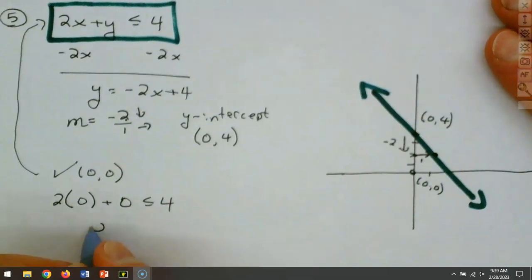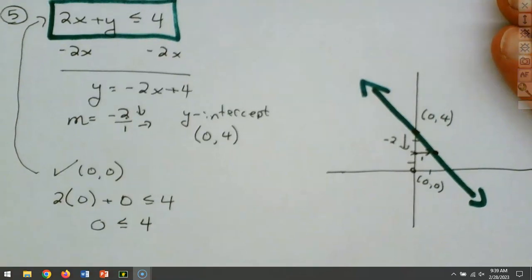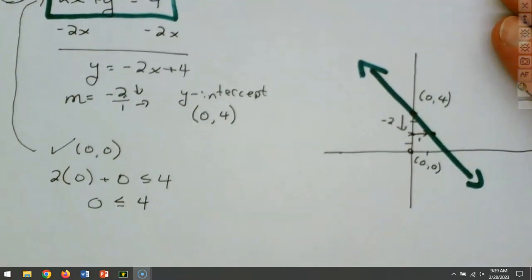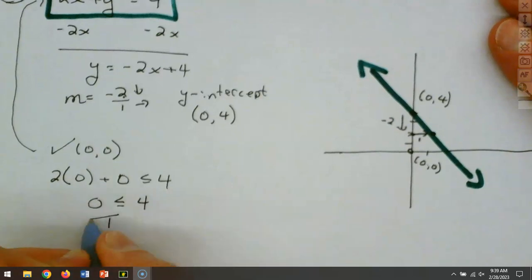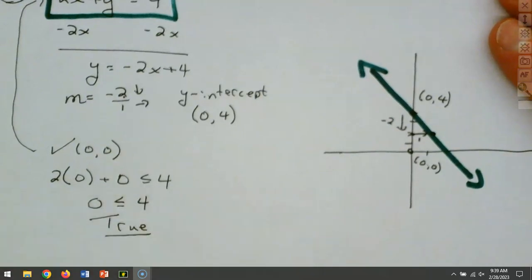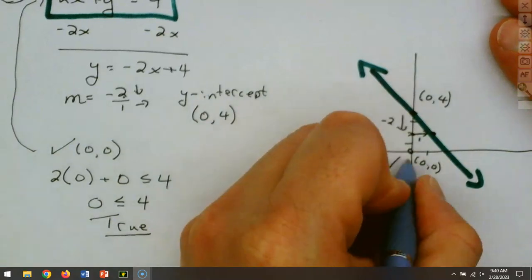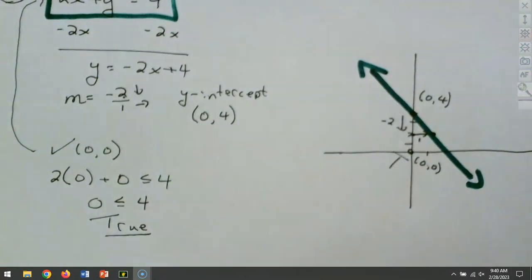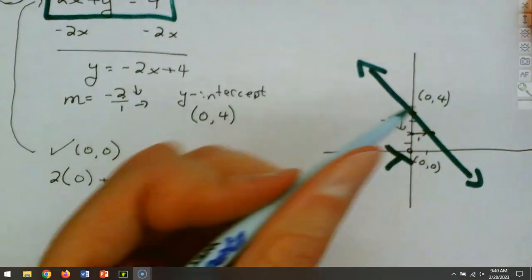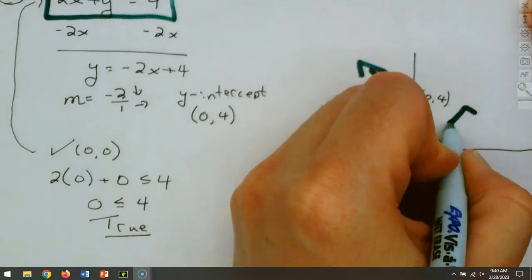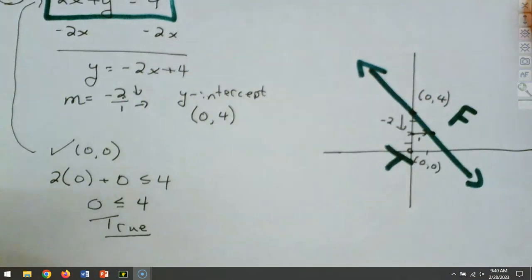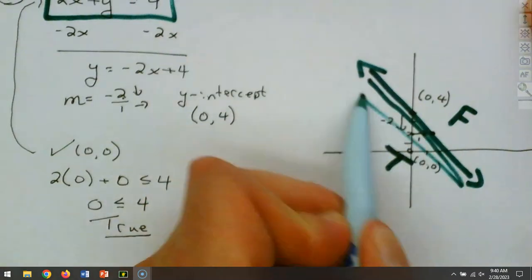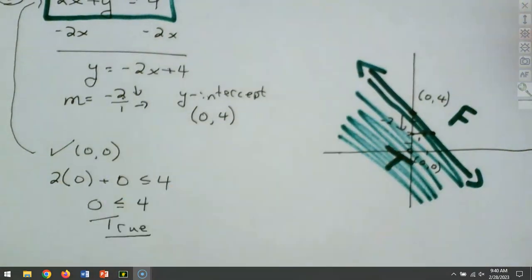Well, that gives you 0 is less than or equal to 4. Is 0 smaller than 4 in this case? 0 is smaller than 4, right? So 0 is clearly smaller than 4, so that would be true. So that means this half is true. The line separates the two regions, so the upper half is false. And where do we shade now? We shade the true part. So we're going to be shading here. So that is what your graph will look like.